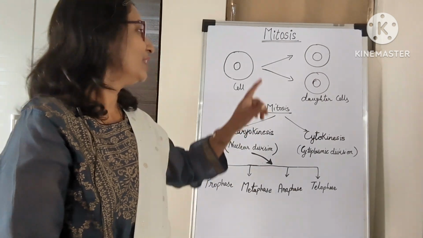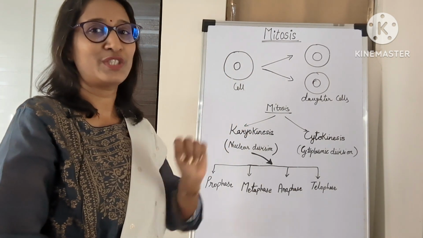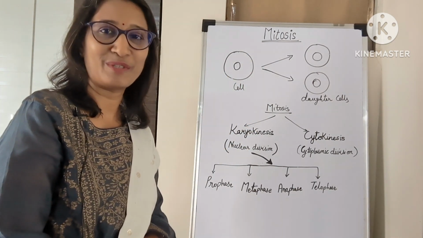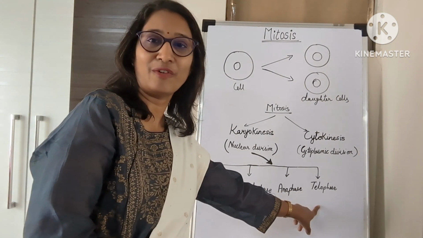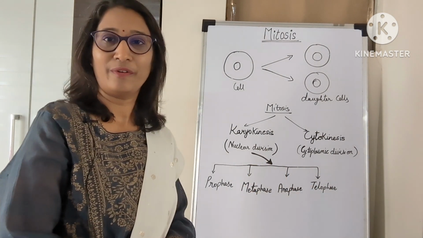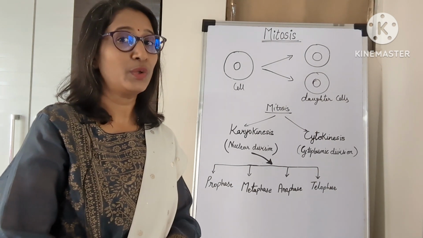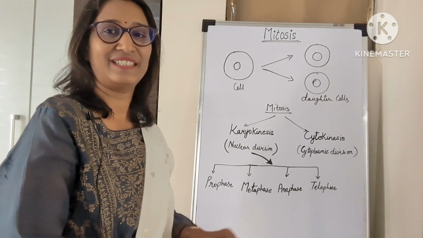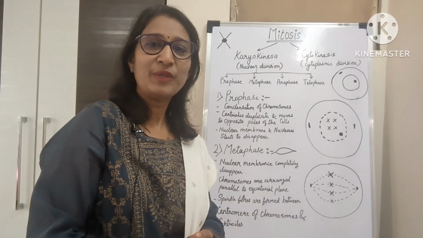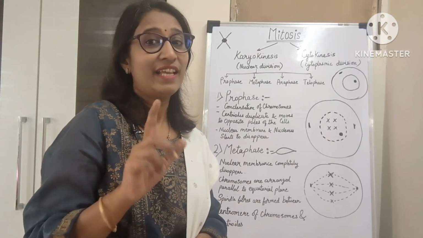But here the nucleus divides in 4 steps. So what are these 4 steps? Prophase, metaphase, anaphase and telophase. These are the 4 steps. Now we are going to go into detail on these 4 steps of karyokinesis. First, we are going to study the structure of a cell in short.